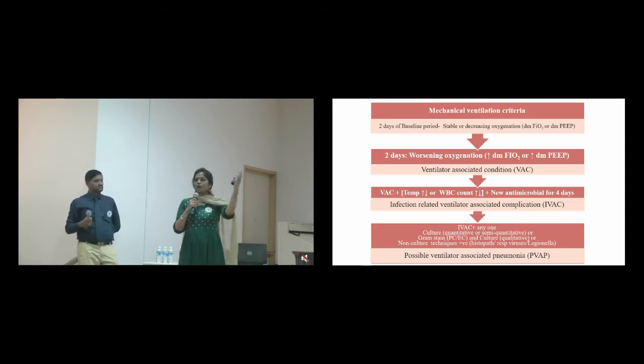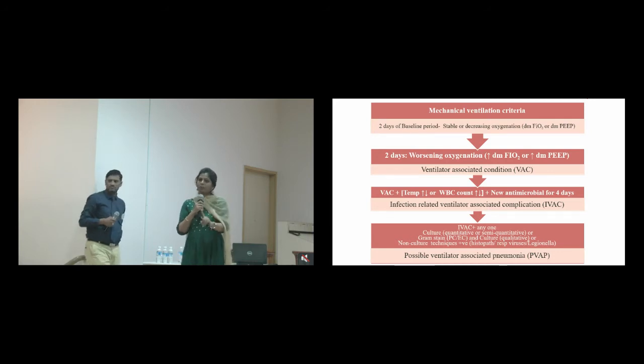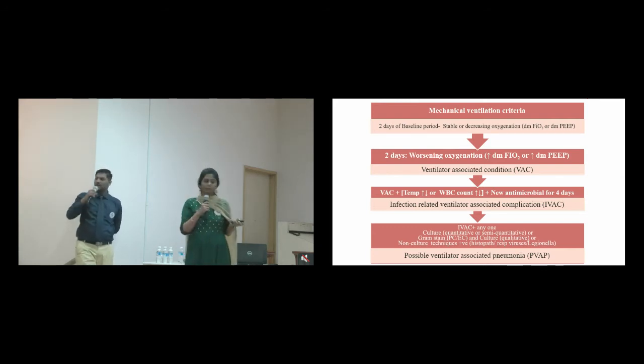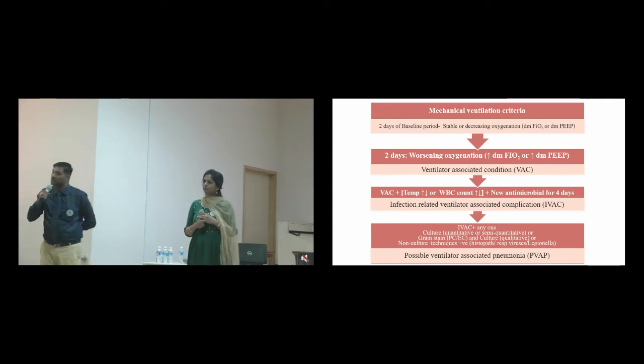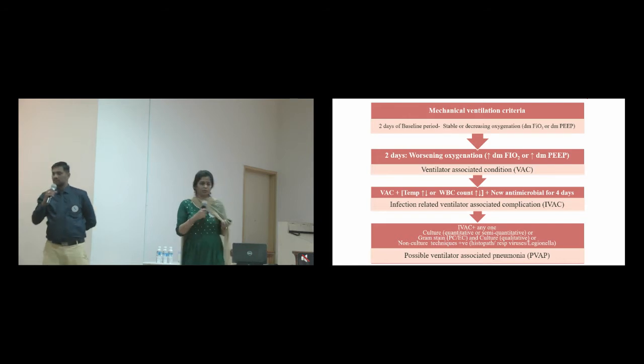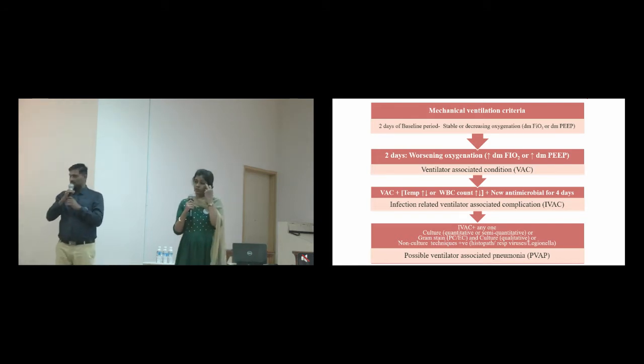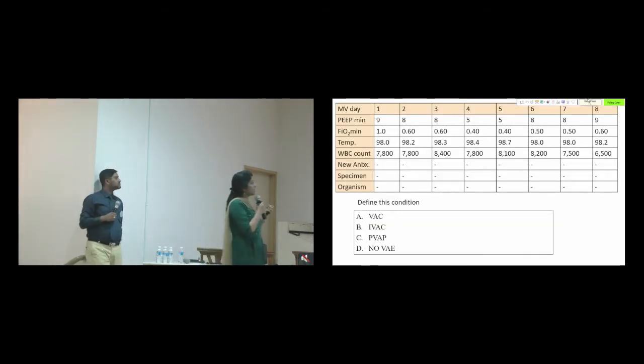Suppose your VAC, IVAC and PVAP are fulfilled. Higher in the hierarchy is PVAP, we report it as PVAP. Do not report VAC plus IVAC plus PVAP, nothing like that. We are just going to report one event, that is PVAP. If VAC and IVAC are fulfilled, it is IVAC. Only VAC fulfilled, it is VAC. If VAC is not fulfilled, and any other events are fulfilled, then no VAE. So you cannot bypass VAC. Clear? Okay, so please answer this question.